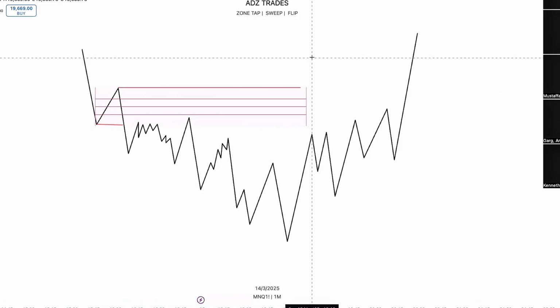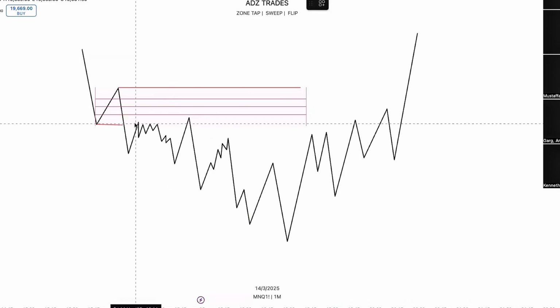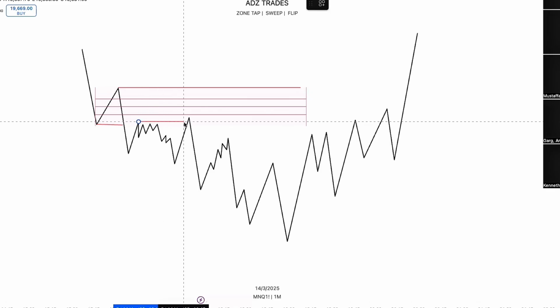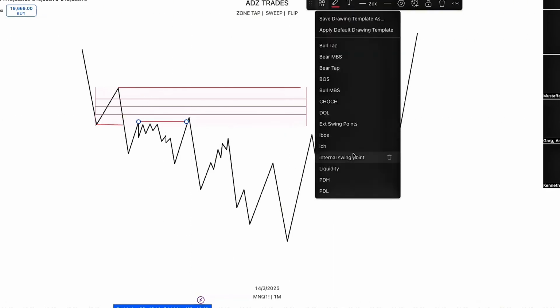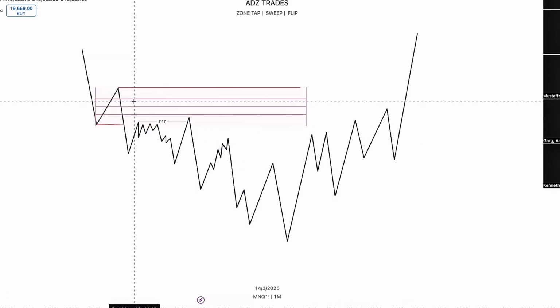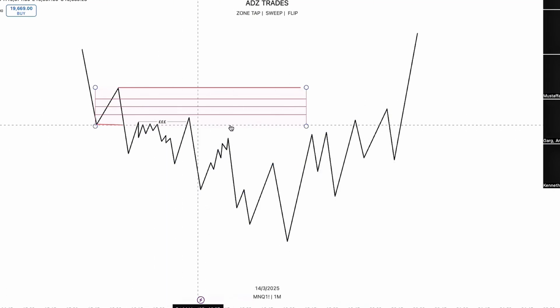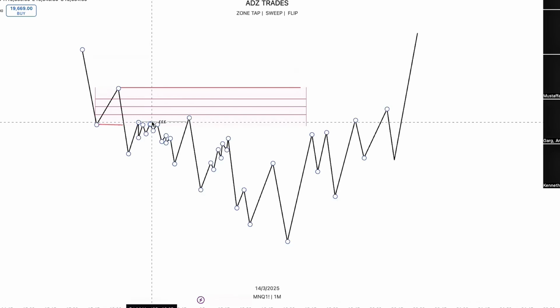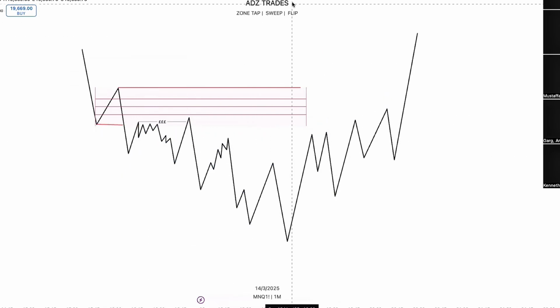Now, this is where liquidity comes into play with market structure. Your first tap into your zone is always liquidity, okay? So this is my first tap into the zone that pushed price lower. This is not my protected high, okay? This is where things get a little bit more complicated. This is liquidity. You can see this zone is still unmitigated. Price has not filled in these orders in this zone. We sweep that liquidity, we continue lower.